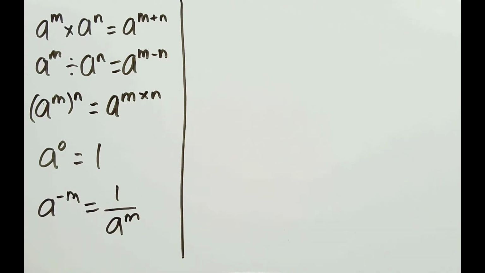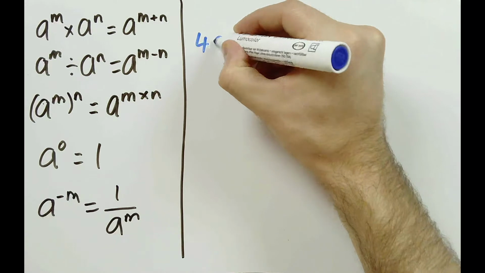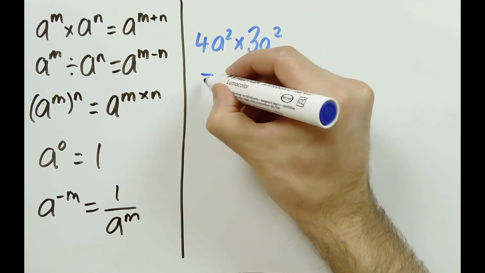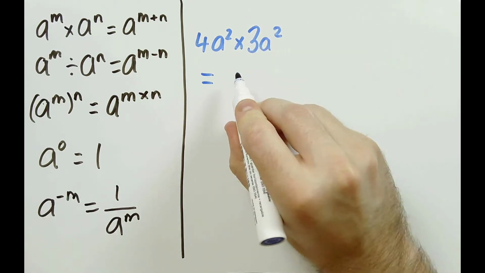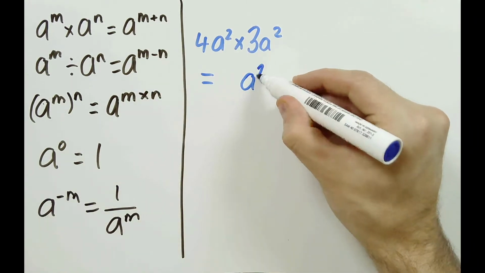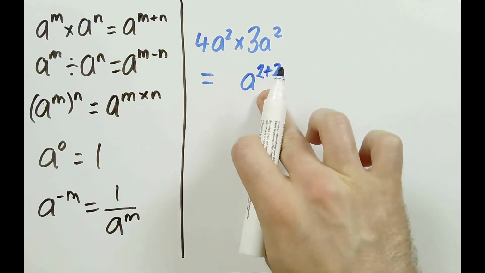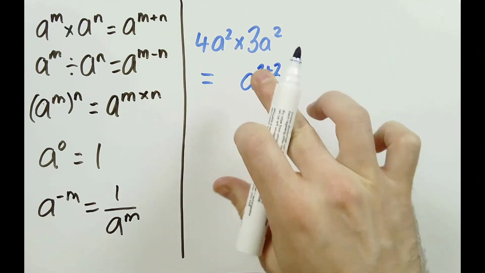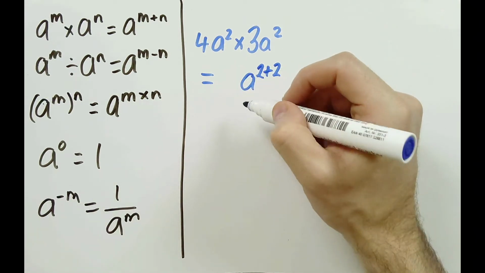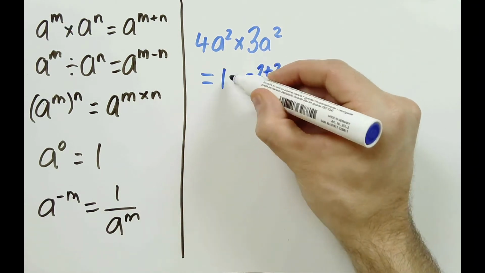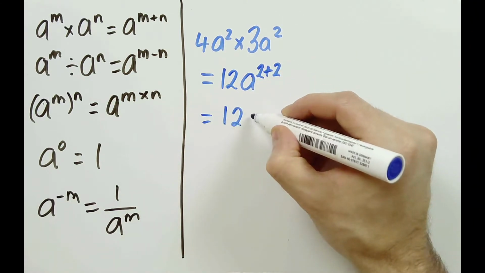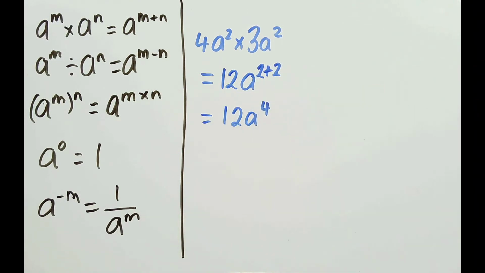So next example, let's say you have 4a squared times 3a squared. What can we do here to simplify? Well, first let's have a look at the a's. Once again, we can use the first index law, and we're left with a to the power of 2 plus 2. And in this case, we can multiply the 3 and the 4 together outside the front of a, and we're left with 12. So simplifying the index of a, 12a to the power of 4 is what we're left with.